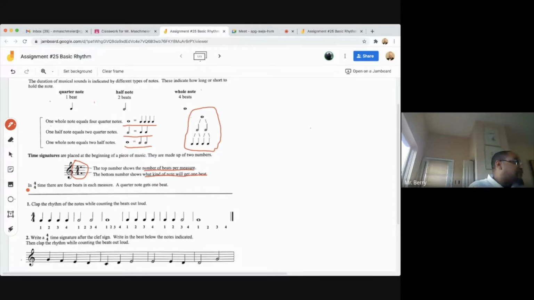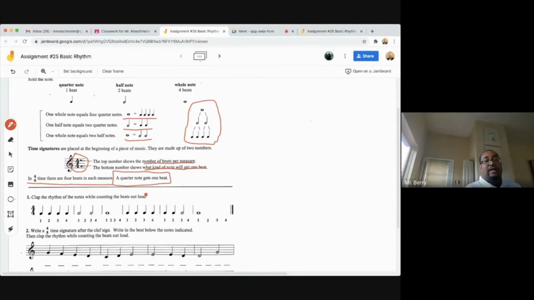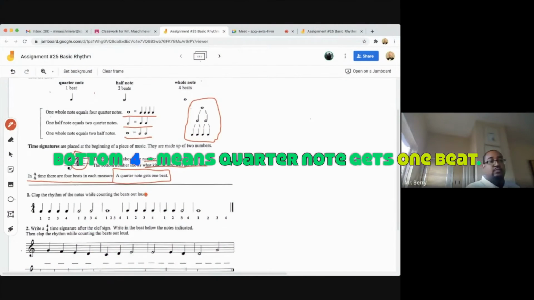Okay, so we continue to read. It says in 4/4 time, there are 4 beats in each measure. So that top number being 4 is an indication that there will be 4 beats per measure. And I'll explain what a measure is in just a second. And the bottom number 4 is a representation of a quarter note getting 1 beat in each measure.